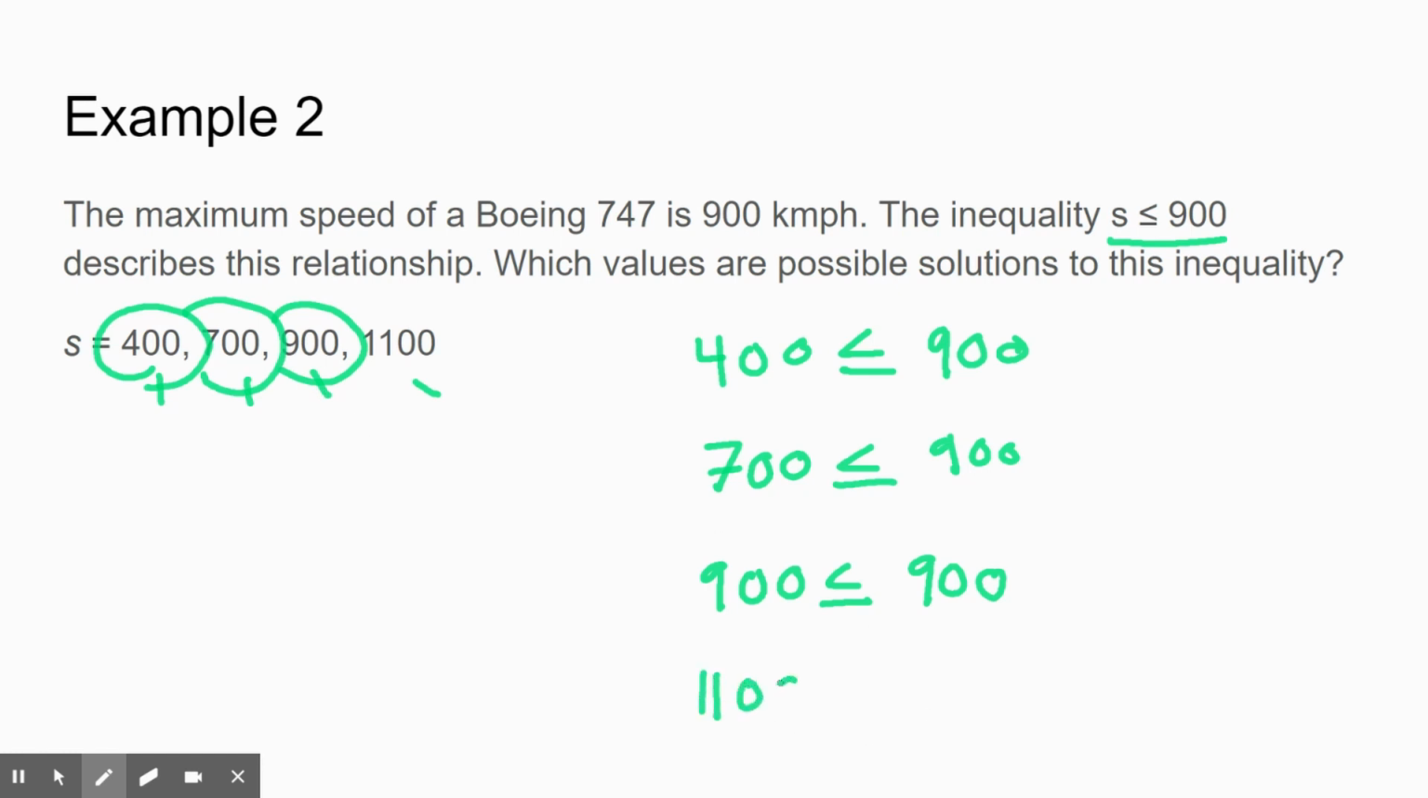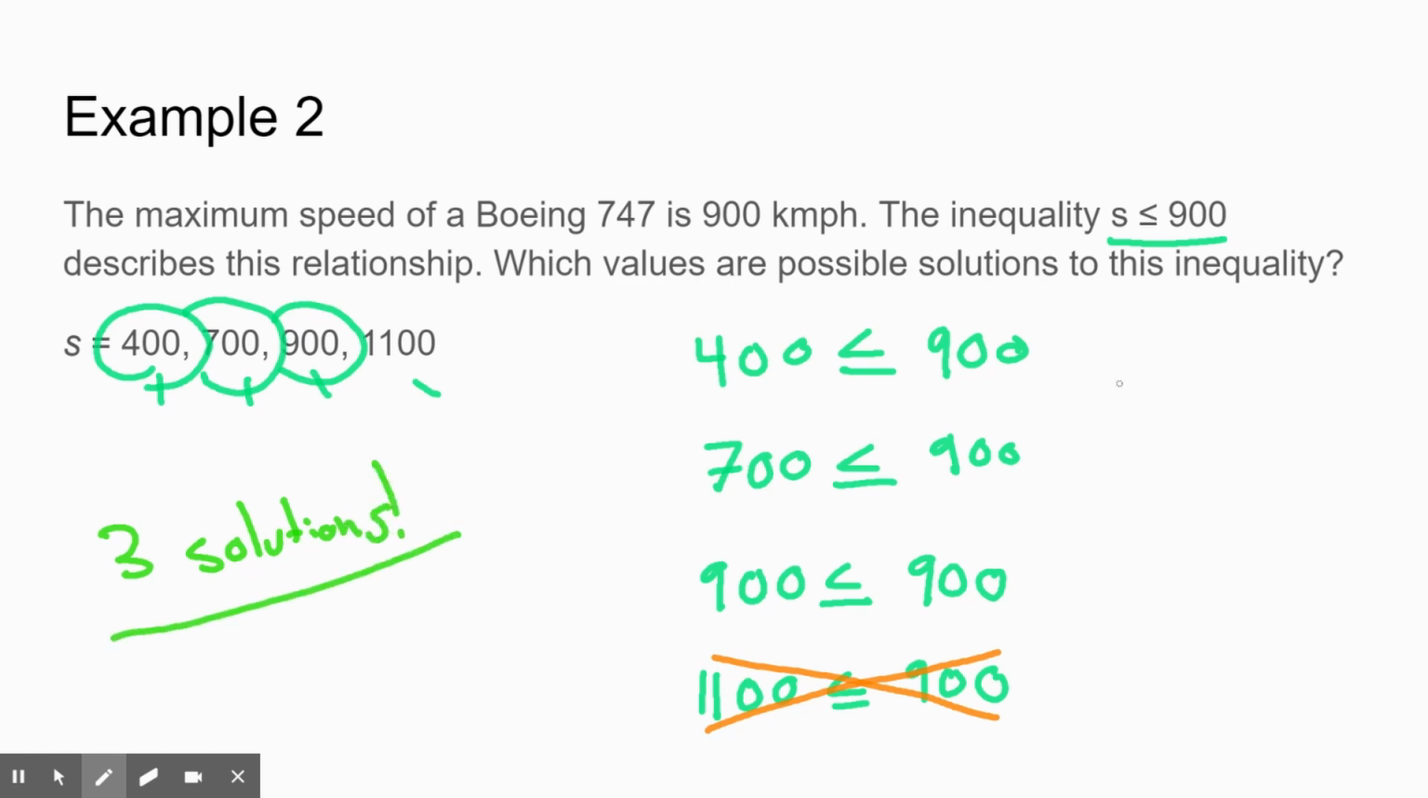And finally, we have 1100 here. That is definitely not the case here. It is definitely not less than 900. It is definitely greater than 900. So that one's not going to work. That means that we actually have 3 solutions in this problem, which is kind of weird because usually we only have one answer, right?